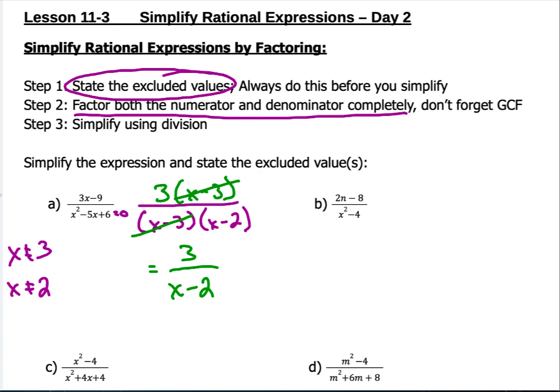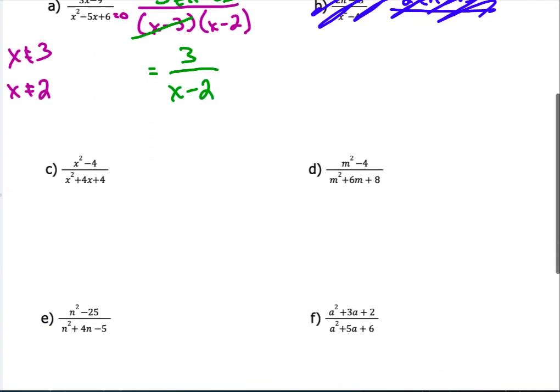So numerator, I can factor out a 2, and I get n minus 4. Oh, I forgot. Ignore b. I forgot that I have 2 different variables in there, so clearly nothing is going to cancel out. So we're going to skip that one.